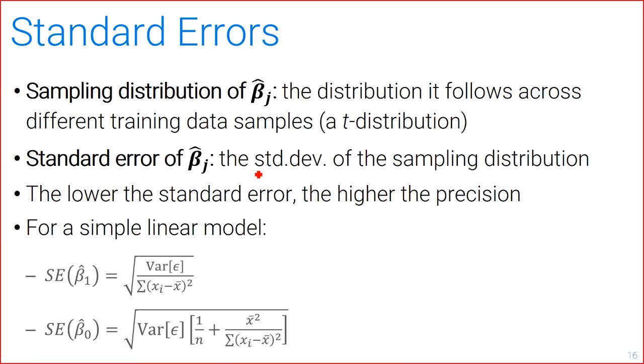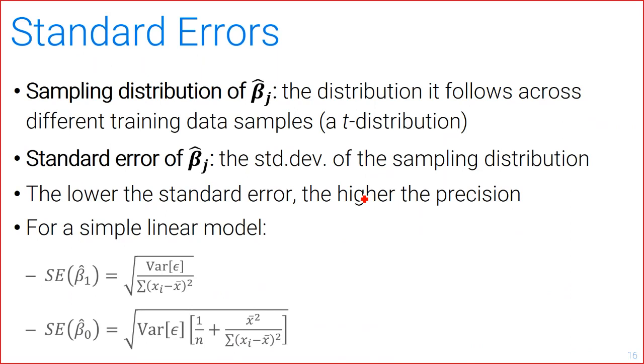So the standard deviation of the sampling distribution is the standard error. If we have a low standard error, that means there's not too much variation in the coefficient across samples. So that means there's a higher precision. We don't expect it to vary too much across samples. If we have a high standard error, that means the distribution of the coefficient is very wide. And so for any one fitted model, we can expect a lot of variation in the coefficient.